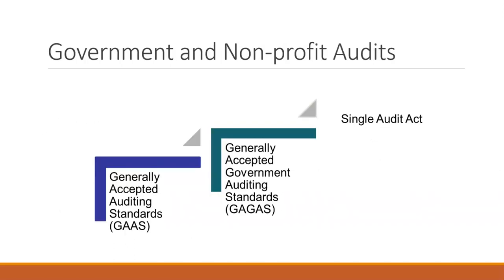So the different kinds of rules that we have: we have generally accepted auditing standards, and the generally accepted auditing standards come from the AICPA. Additionally, we have standards issued by the Government Accountability Office, the GAO, which are the Generally Accepted Government Auditing Standards, or GAGAS. And then we have the Single Audit Act, which covers a specific type of federal money to general purpose governments.